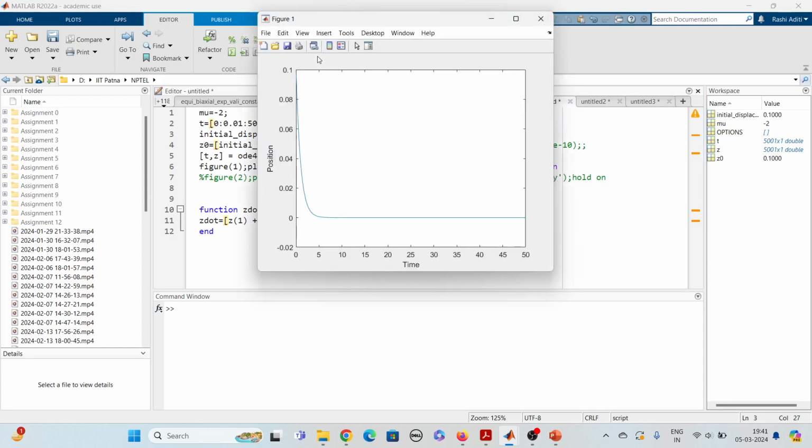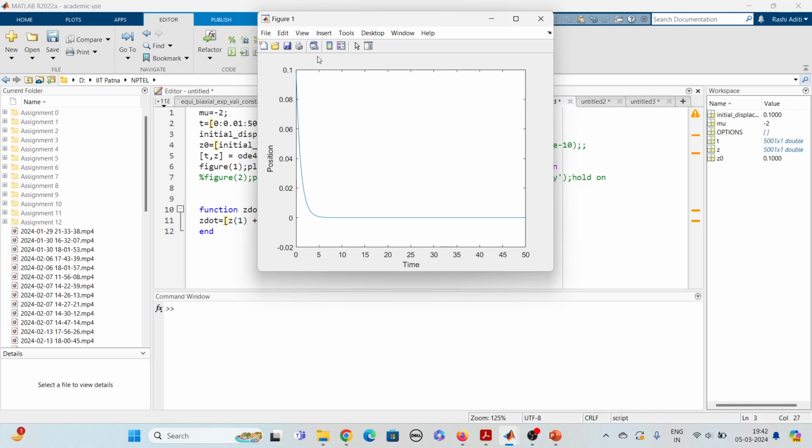What happened in the initial case, before this, when I took mu as positive 1? If I gave some small perturbation, the system was getting unstable. It was not reaching 0, 0. It was going to infinity, whether the perturbation was given in the positive or negative direction.